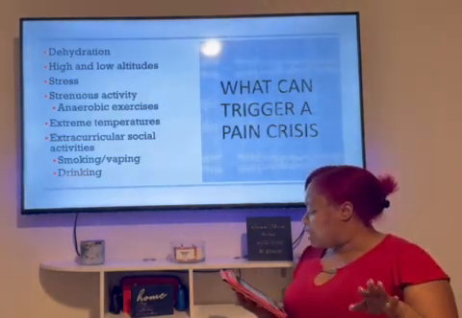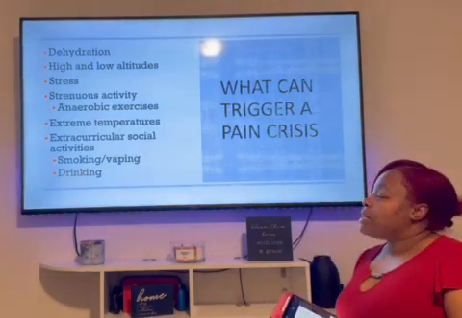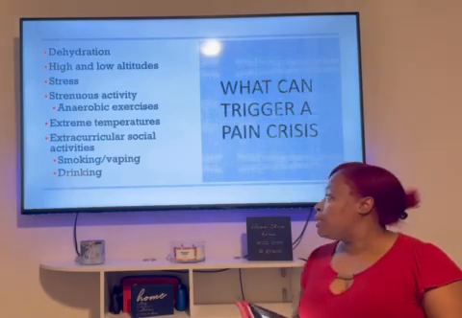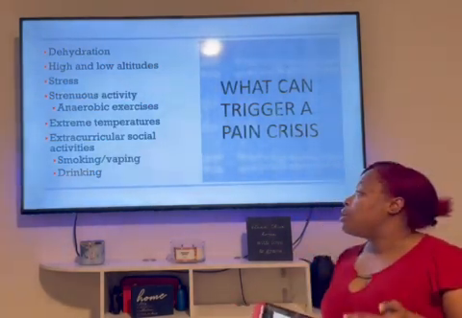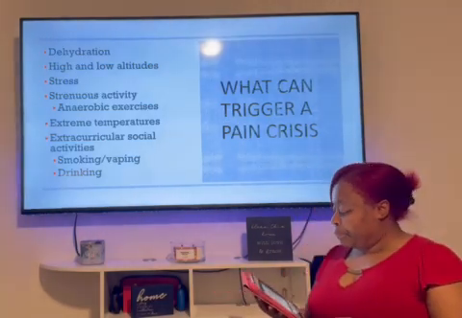Making sure that they are dressing for the weather. So if it's extremely cold outside, they need to always have on multiple layers of clothes. If it's extremely hot, they need to always make sure that they are staying hydrated in extremely hot temperatures, but also wearing appropriate clothing is important.